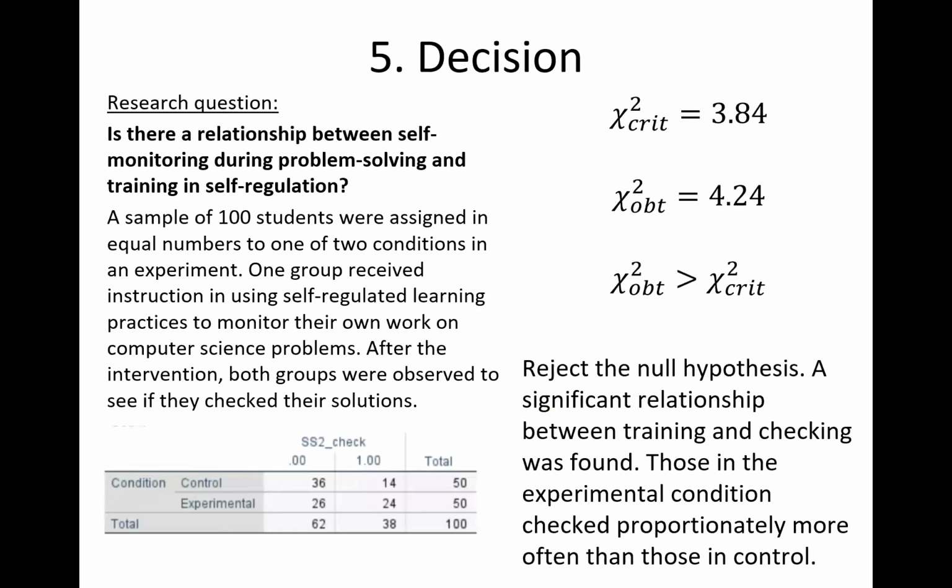Our decision: is there a relationship? There's your setup, your data. Your critical statistic was 3.84. Your obtained statistic was 4.24. Your obtained is greater than your critical. You reject the null hypothesis. There's a significant relationship between training and checking. Those in the experimental condition checked proportionally more often than those in control.